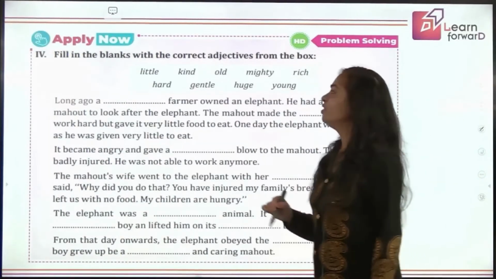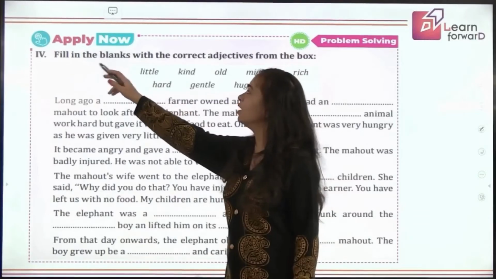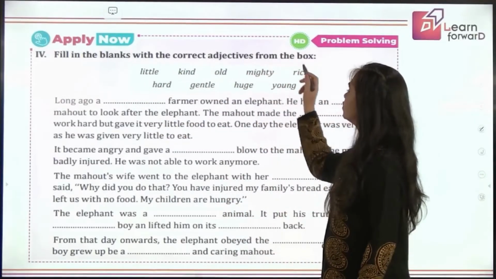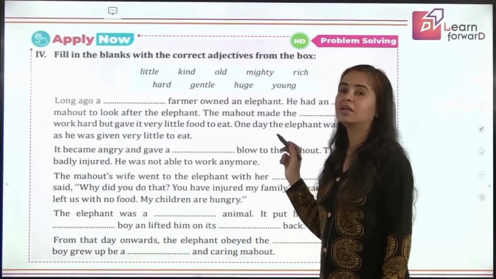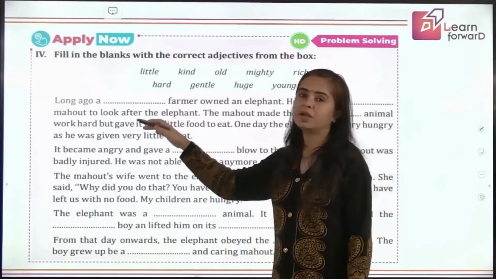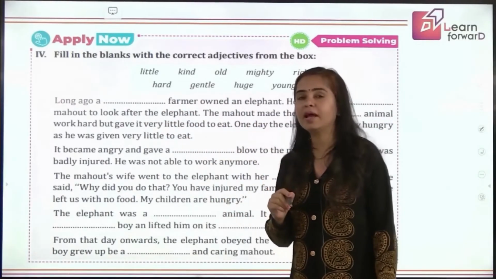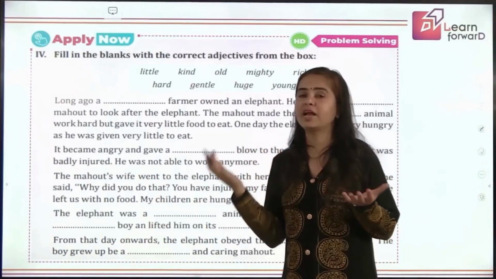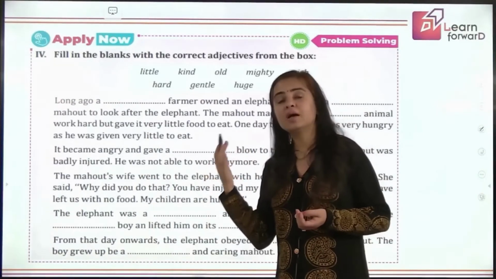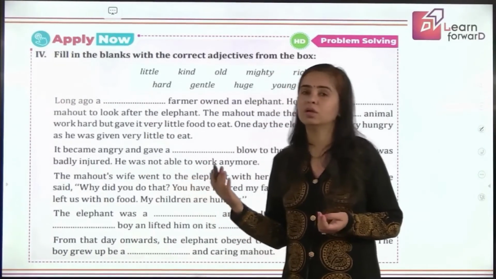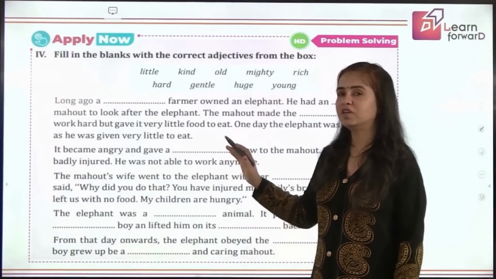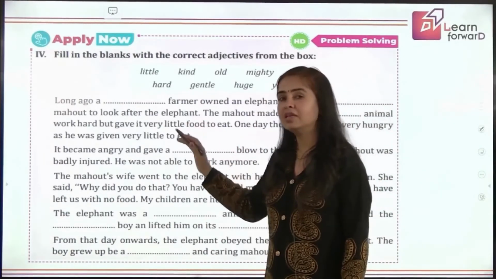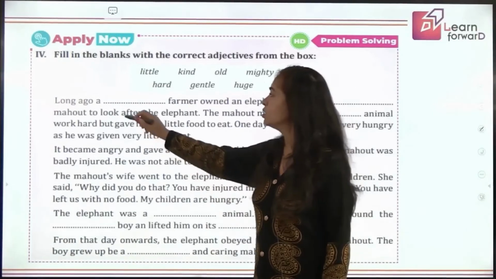Yes, we have yet another thing here for you. Fill in the blanks with the correct adjectives from the box. The adjectives are given here and we have to pick from there. Make sure that sometimes one word can be fixed at two places, but then some other place rules out the use and it gets fixed at one place only. So we can just make sure where to use the word properly.